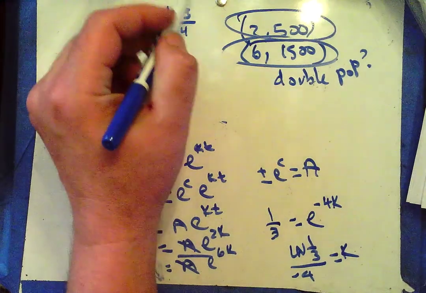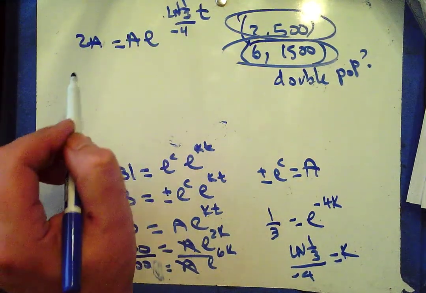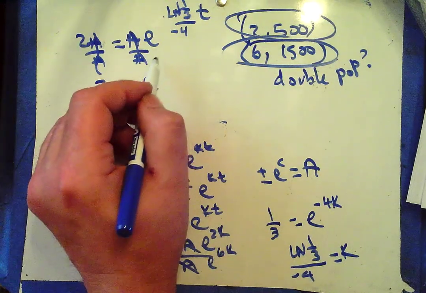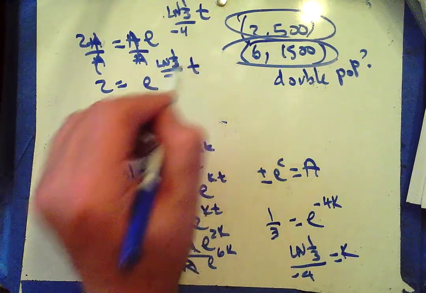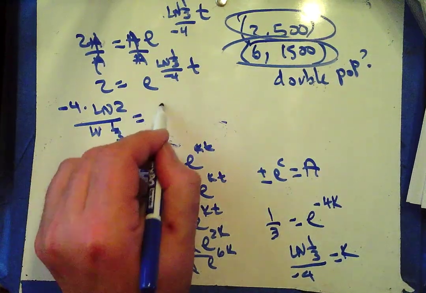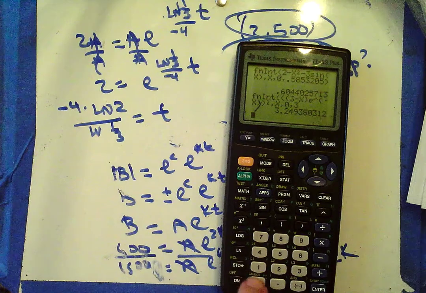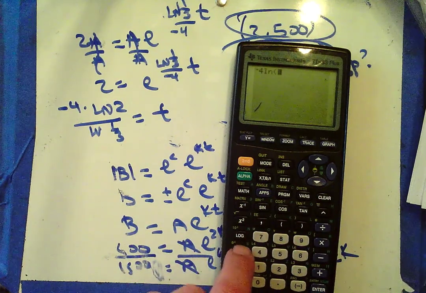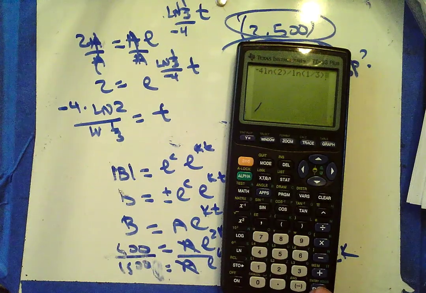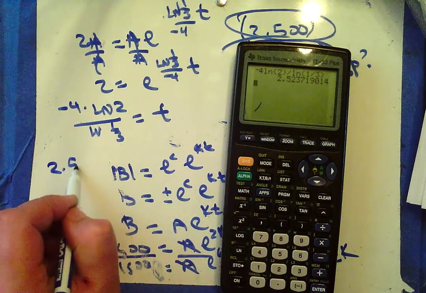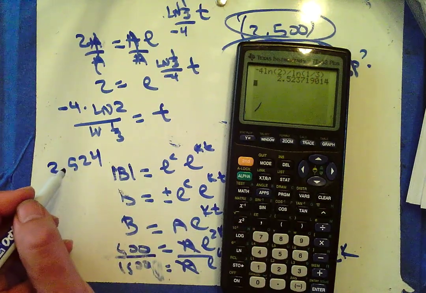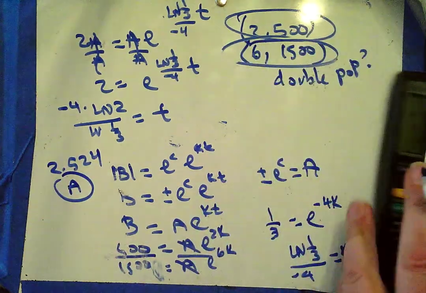Actually, I'm going to take out that point, and I'm going to say I want to double the original amount. So I divide both sides by A. I get 2 equals e to the ln of 1/3 over -4 times t. So t equals ln of 2 times -4 over ln of 1/3. Here, -4 ln of 2, close parentheses, divided by ln of 1/3. And I get 2.524. 2.524 is choice A.